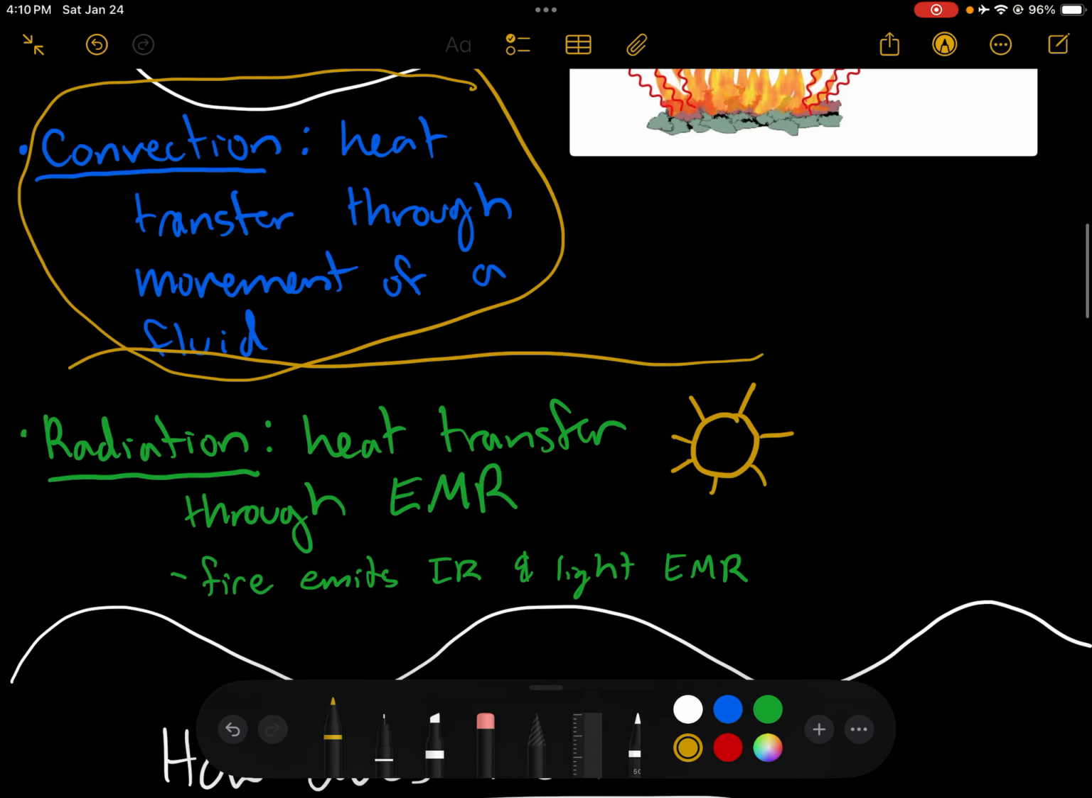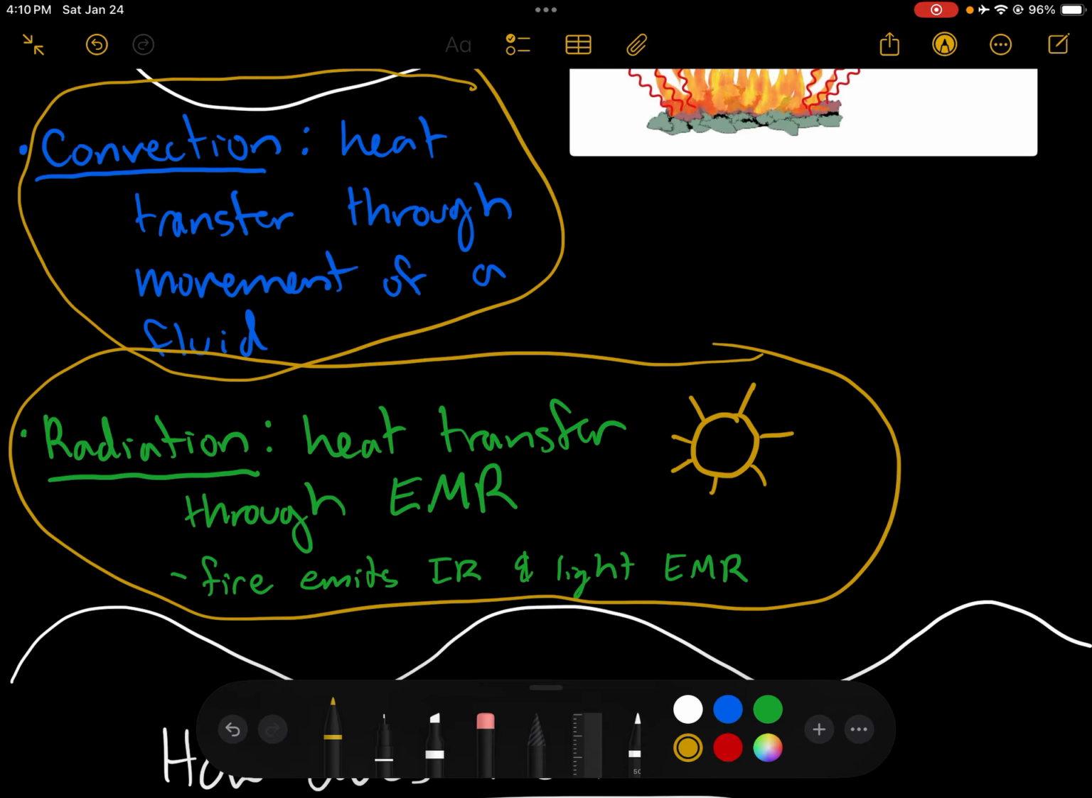Radiation is the last type that I want to talk about. Radiation is heat transfer through electromagnetic radiation, or electromagnetic waves specifically. An example of that would be our sun, which emits a lot of EMR. It emits light, it emits so many other things, and through that emission heats our planet over the course of a lot of distance, right? The sun is millions of miles away, but it's able to heat our planet through that EMR traveling.